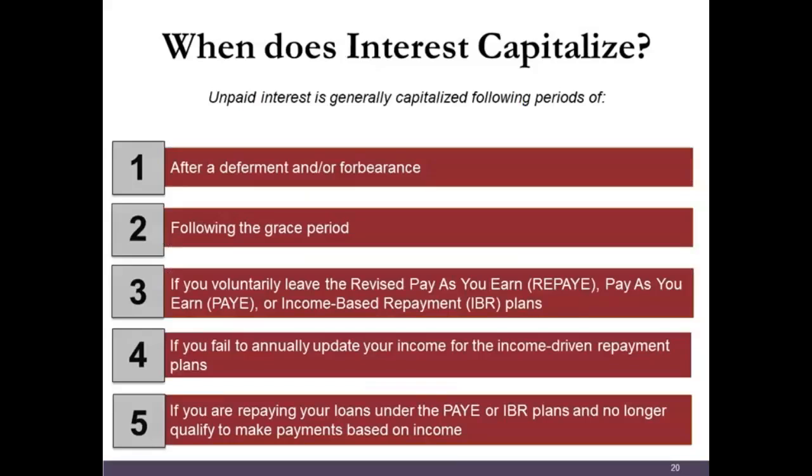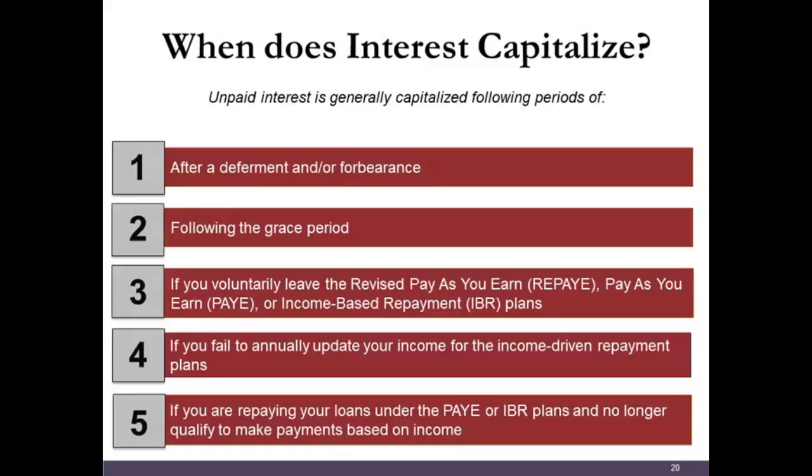So when does interest capitalize? Usually it happens after a deferment and/or forbearance, if you go into one of those, after the end of the 6-month grace period or 180 days. If you voluntarily leave some of the income-driven repayment plans, which include Revised Pay As You Earn and the IBR plan. If you fail to annually update your income for the income-driven repayment plan, so for those plans, if you're paying based on income, you do have to tell your loan servicer how much money you're making the following year and your family size in order for them to update your monthly payment amount for that year.